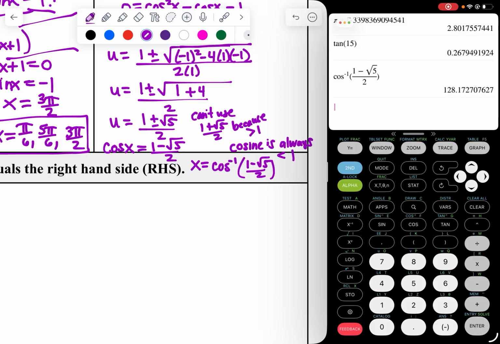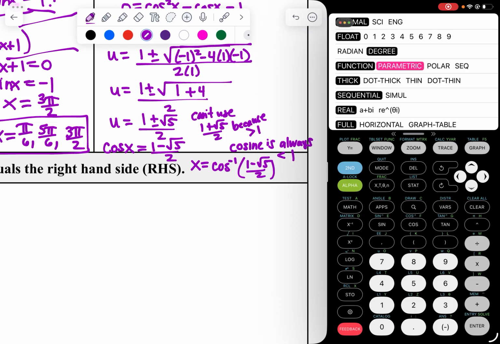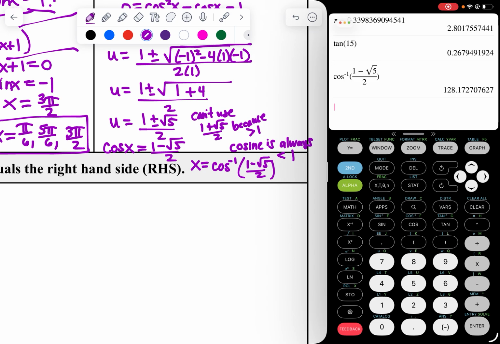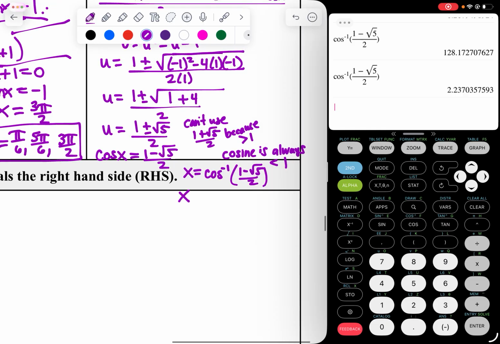Oh, let me check my mode. I need to be in radians. So let me switch my mode back to radians. Try that again. Okay, so we get that x is approximately 2.24, which is quadrant 2. But the other place that it would be negative is quadrant 4.